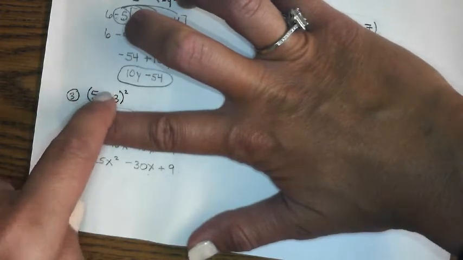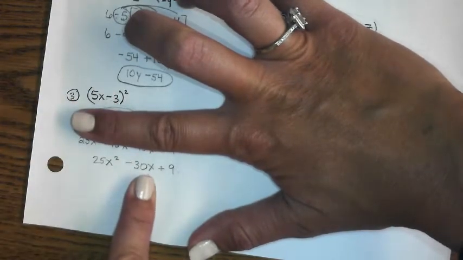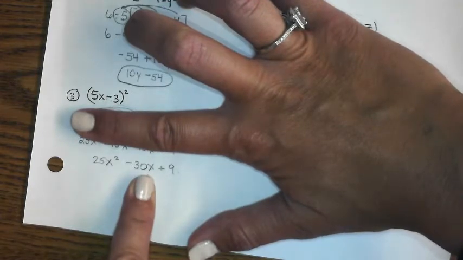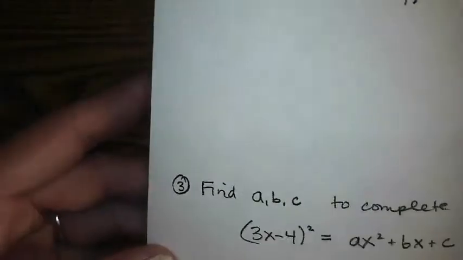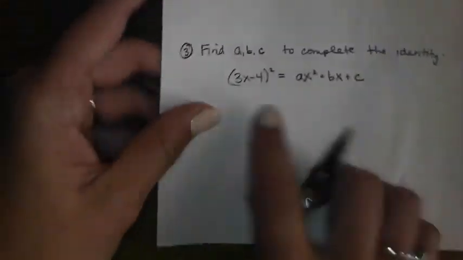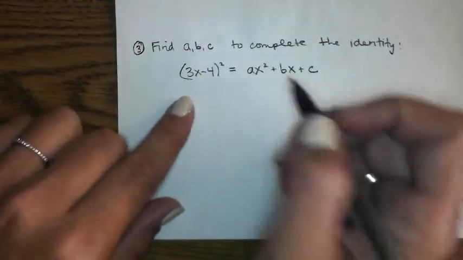That's negative 15x, and that middle term is always going to be double that. You follow? Okay, so if I was doing it quickly, let's go to this one on the back. We'll talk about the identity part in a minute.